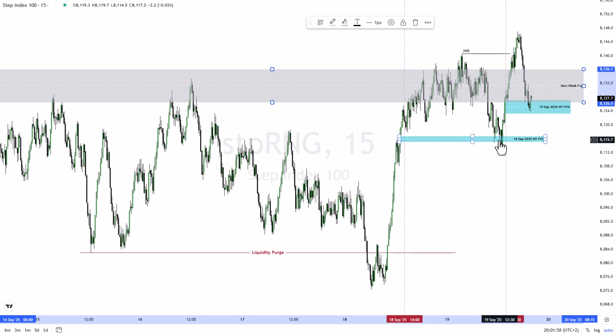So in case you missed the New York fair value gap of the 18th, there's no need to worry. You just wait for the next boss, which is the New York fair value gap of today. Along the way, you will have countless opportunities. There's no need to worry, because this market will give you a plethora of opportunities. Just make sure that you use the correct sizing in your pyramids.